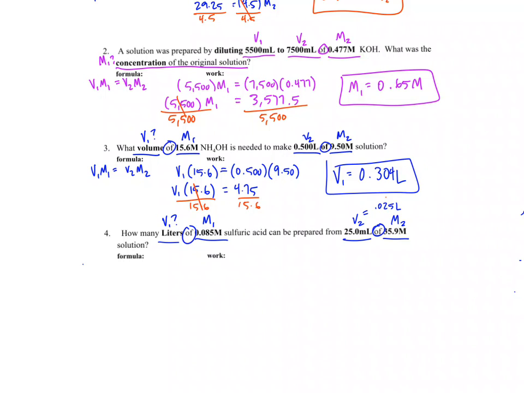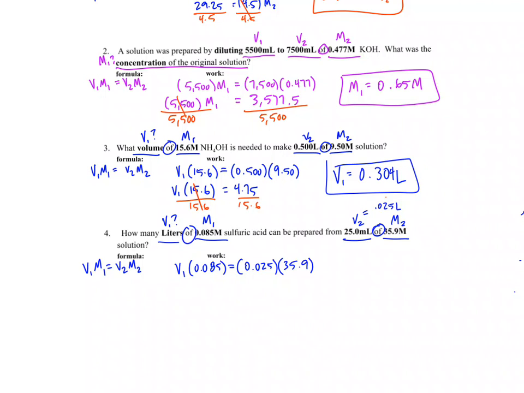Okay, so my formula V1 M1 equals V2 M2. So V1 is unknown. M1 is 0.085 equals V2 is 25.0 and M2 is 35.9. Excuse me, I take that back. My volume is not 25, it is 0.025. There we go. Times 35.9.